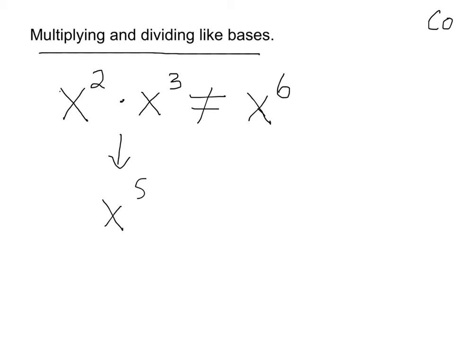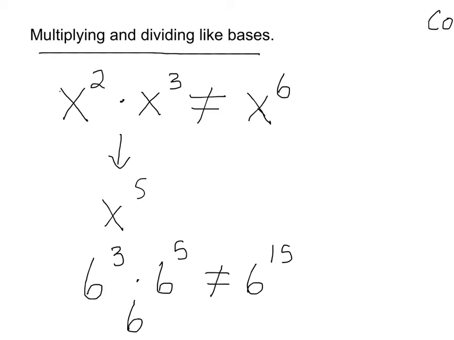Okay, let's look at another example. Let's say I have 6 to the 3rd power times 6 to the 5th power. This is not 6 to the 15th power. It is not 6 to the 15th. Do I have like bases? What's the base of this term? 6. And what's the base of this term? 6. Since I have like bases and I'm multiplying, I can do what? Add the exponents. So this is going to be 6 raised to the 5 plus 3 is 8th power. And then you can just type in your calculator 6 to the 8th and it'll give you whatever it is.